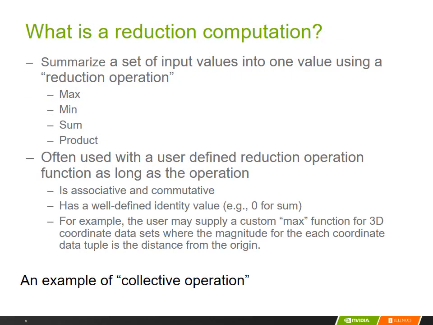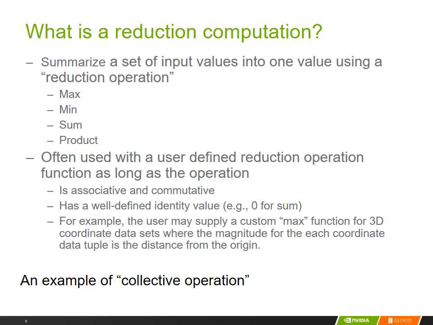So now, what is really a reduction computation? The reduction computation summarizes a set of input values into one value using a reduction operation. And the reduction operation could be max, min, sum, product, and so on. And all these operators need to be associative and commutative. So all the four examples that we have here are associative and commutative operators.